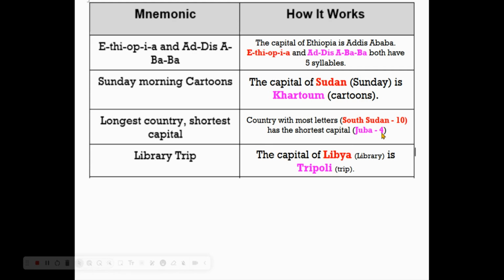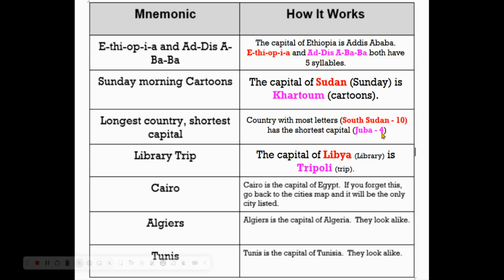Library trip. If you think about when you leave your ELA class and you go down to the library, you take a trip to the library. Libya's capital city is Tripoli, so Libya, the country, vaguely looks like the word library. Tripoli, the capital city, vaguely looks like the idea of taking a trip. So you go on your library trip, you visit the library. Libya's capital is Tripoli.